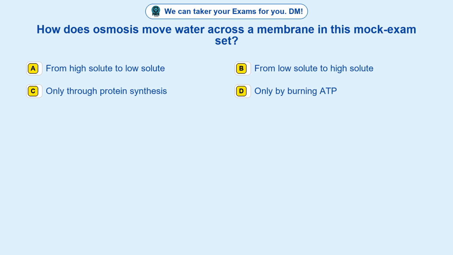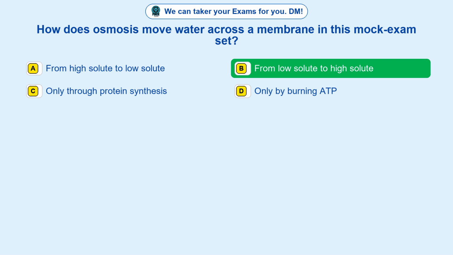Question 6. How does osmosis move water across a membrane in this mock exam set? Option A. From high solute to low solute. Option B. From low solute to high solute. Option C. Only through protein synthesis. Option D. Only by burning ATP. The correct answer is option B. From low solute to high solute.